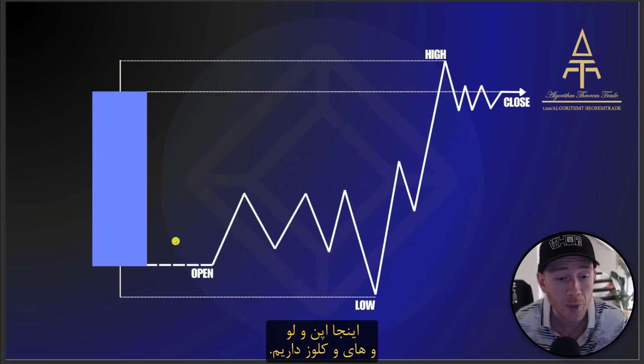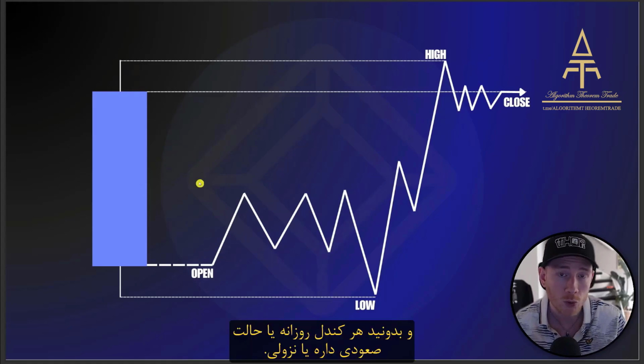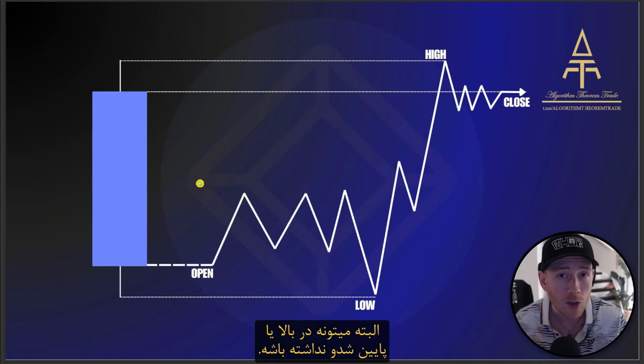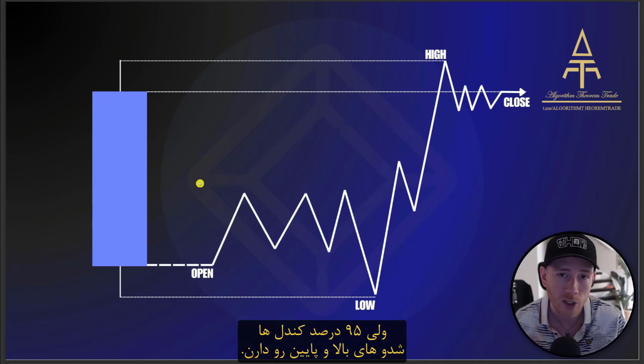So over here, we've got a schematic of an open, a low, and then a high and a close, right? This is a bullish candlestick. And I want you to think about that every single daily candle is either a bullish or a bearish candle, right? Typically, there can be no wick on the top or the bottom, right? That is possible, but 95% of all candles are all open high low close or open low high close.